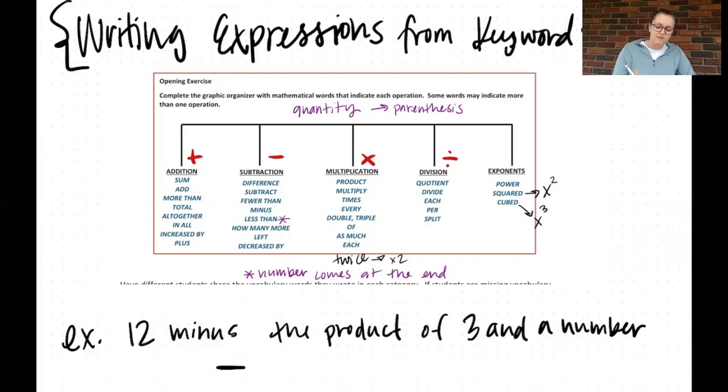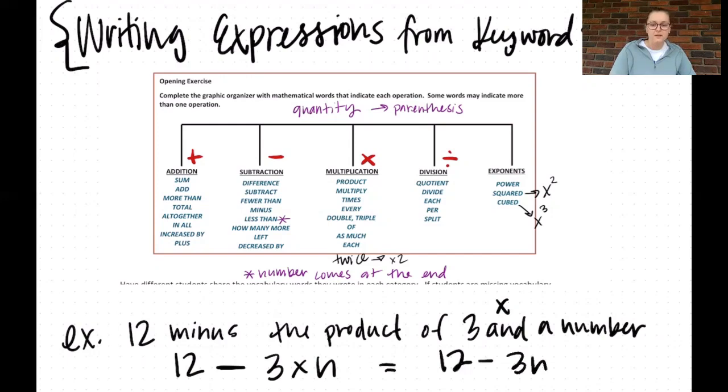So it says the product of 3 and a number. Right here is where my multiplication symbol is really going to go. So I have 12 minus the product of, the 2 things we're multiplying are 3 and a number. I'm just going to use n for now because remember we said a number means a variable. But whenever I have that number and variable right next to each other, 3 times n, we know that really the best way to write this is 12 minus 3n, kind of just like we talked about a second ago.